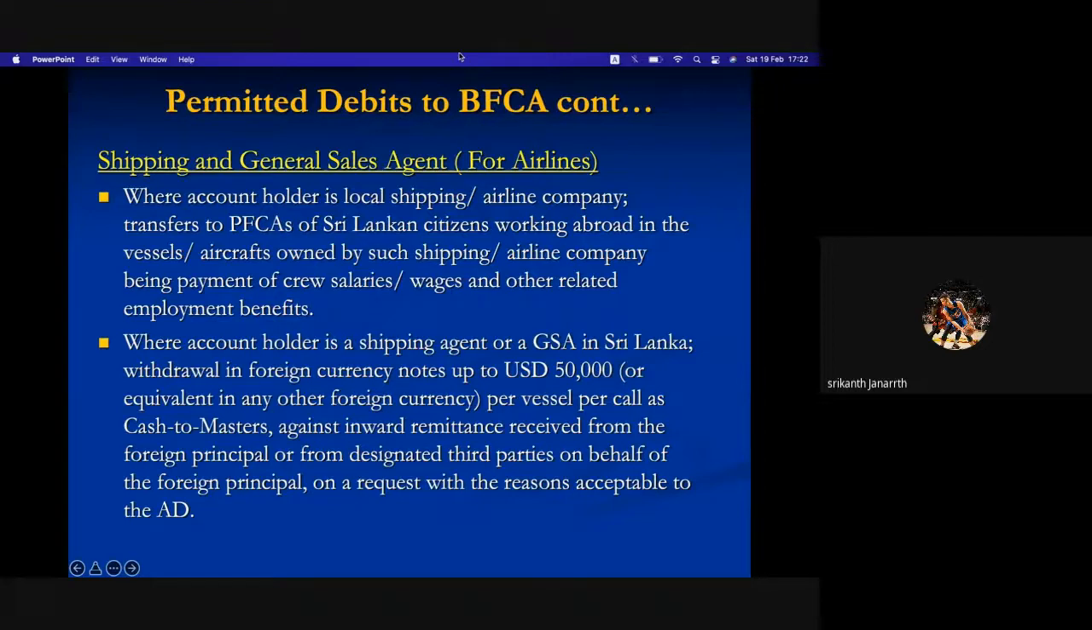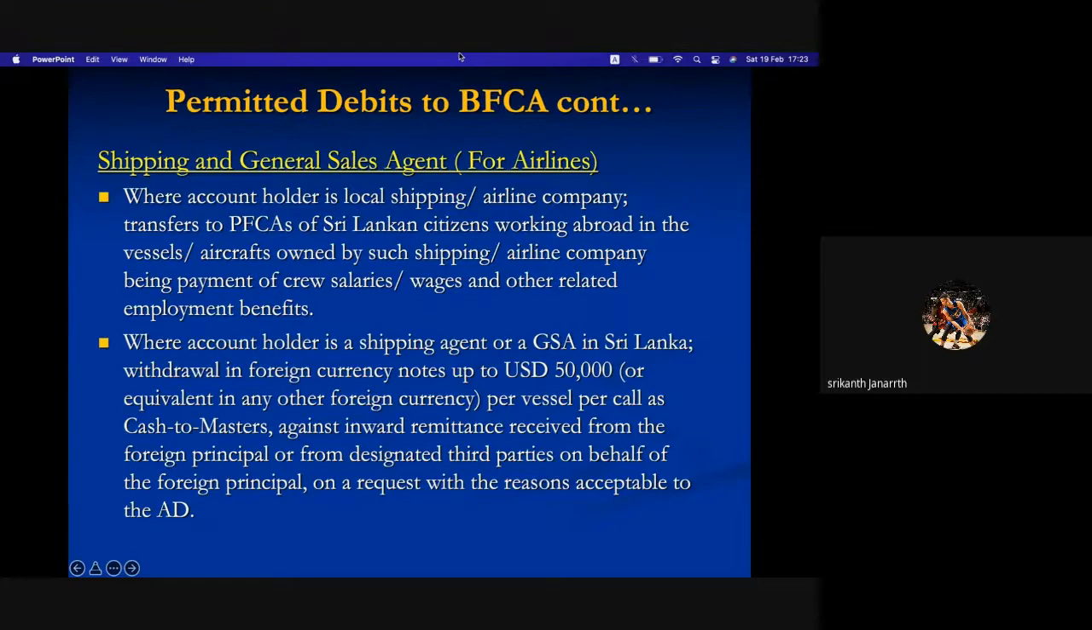So what happened? What is the arrangement? The principal will send the bulk amount to the agent, asking the agent, when the ship arrives, to give this amount to the captain to pay the wages to the crew members. So that is what we call cash to masters. Underline the words cash to masters. So for cash to masters, the central bank has given special permission up to $50,000 in currency notes. The bank can give it to the shipping company in order to meet the cash requirement. Cash to master is to pay the immediate liquidity requirement for the crew members in the vessel.